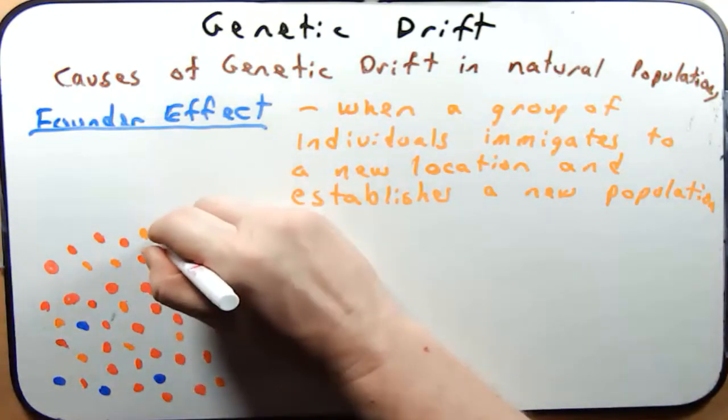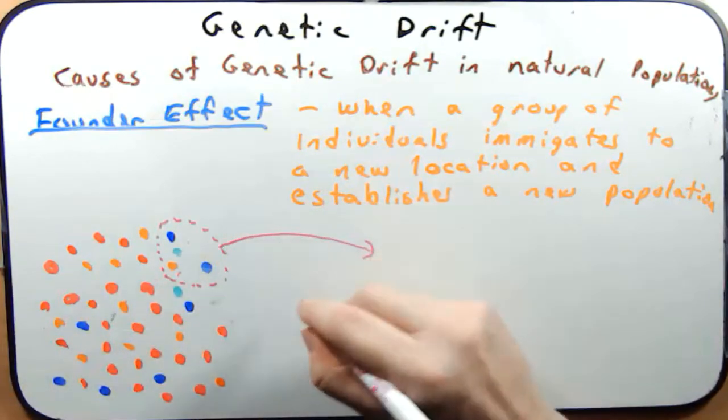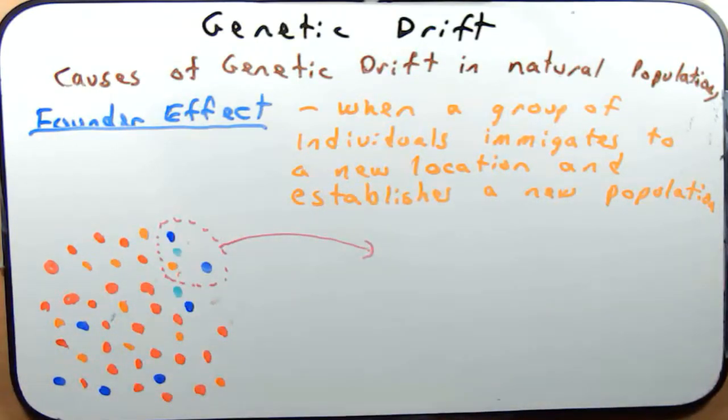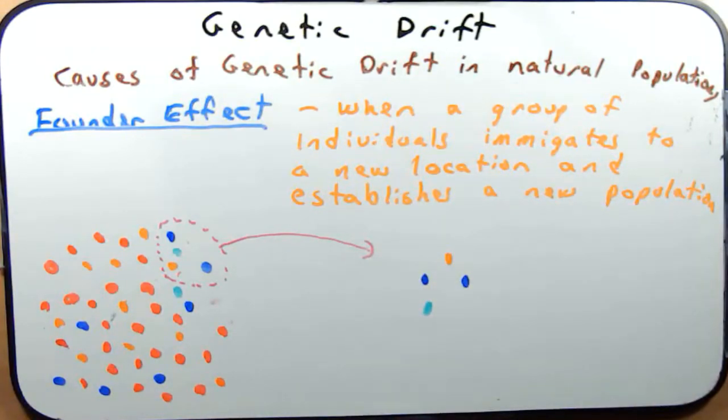So let's just say that we're going to take this small group here, and they're going to leave this main group here for whatever reason. We don't know why. Maybe they didn't like the beetles over here, and they were like, hey, we want to live on our own, and so they left. And so you can see in this new small population right now that there are no alleles that led to the red color, and we see orange, blue, and green.